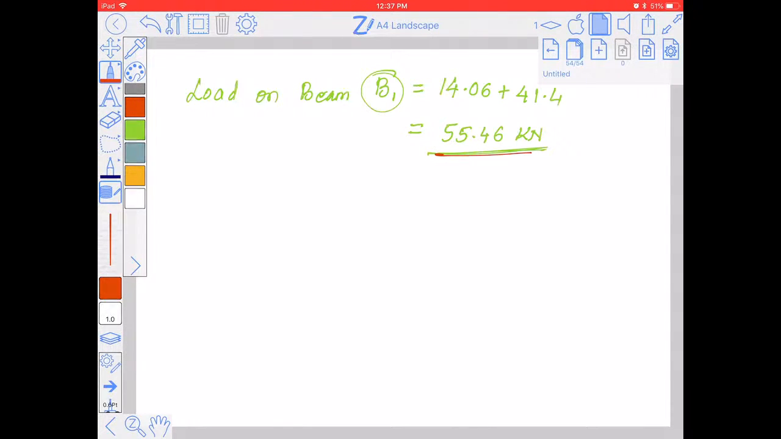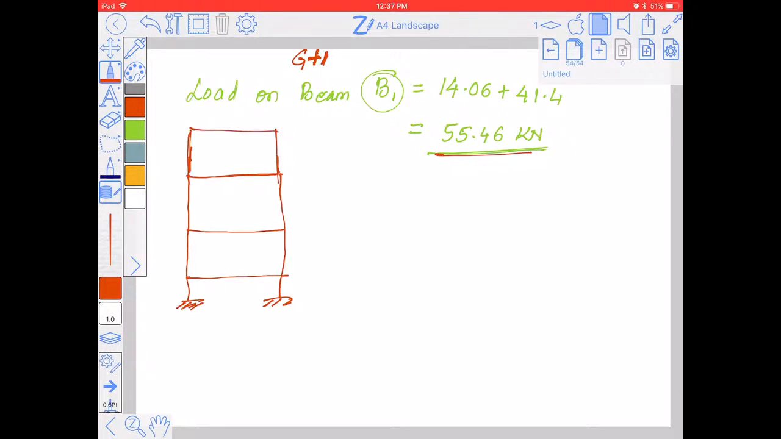Now here there are 3 levels. Okay, I'll draw. 1 level, 2 level and 3 level. Right? Here what happens, suppose this is a G+1 building. When you are going to construct 2 floors, you need to ask your client how many floors you are going to construct in future. Generally the people will have a plan to construct another floor, right?